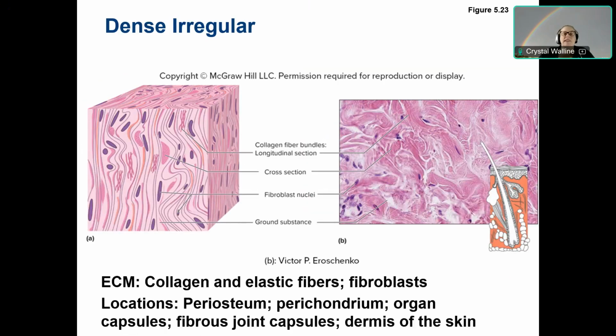Next, we have an example of dense, irregular, proper connective tissue. The extracellular matrix proteins are still packed together really tightly, which is why it's dense. But now you'll see there's no obvious organization or pattern to them. They're just kind of going all different directions. So that's why this is described as irregular. In this type of tissue, you have a lot of collagen fibers, but you'll also find a lot of elastic fibers. You find this type of tissue in the periosteum, which is a connective tissue that surrounds bones.